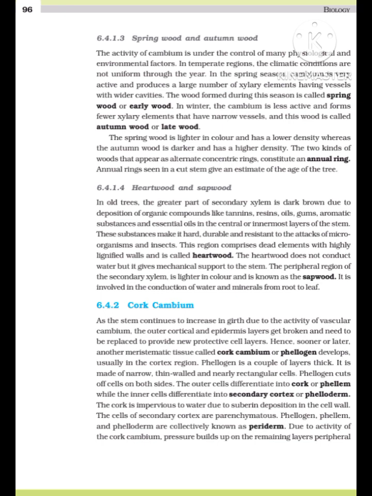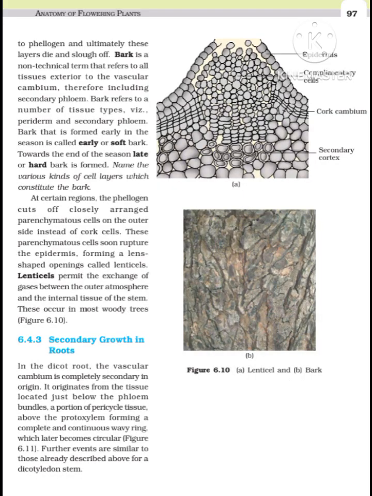Due to activity of the cork cambium, pressure builds up on the remaining layers peripheral to phellogen, and ultimately these layers die and slough off. Bark is a non-technical term that refers to all tissues exterior to the vascular cambium, therefore including secondary phloem. Bark refers to a number of tissue types, viz., periderm and secondary phloem.